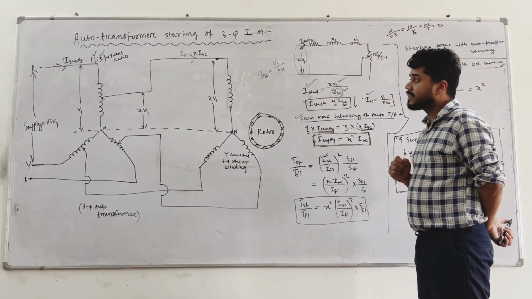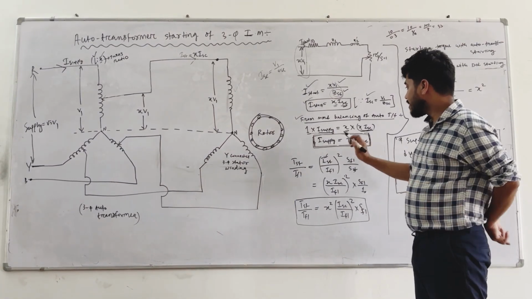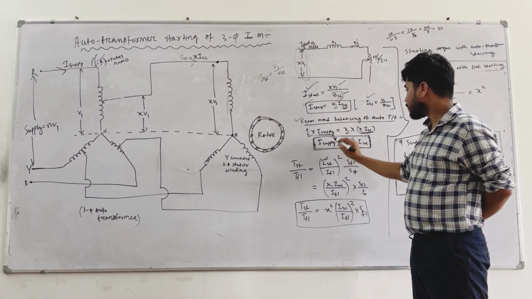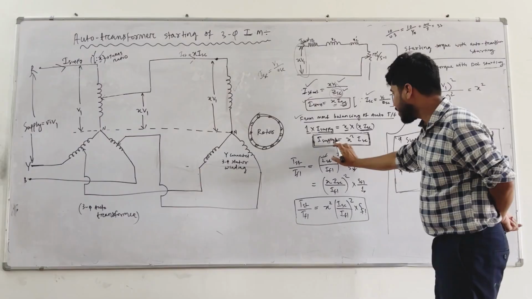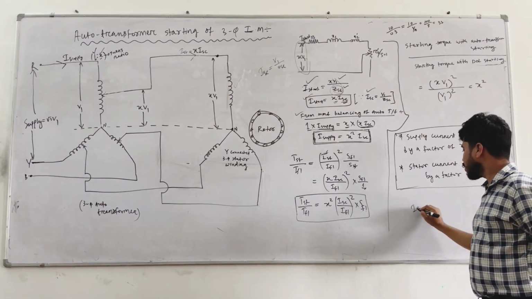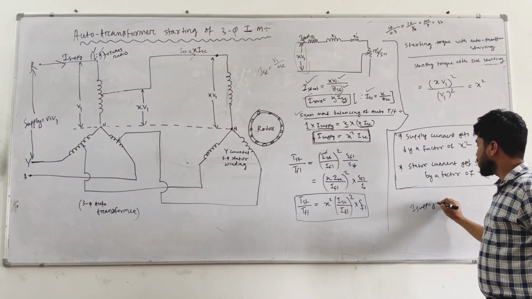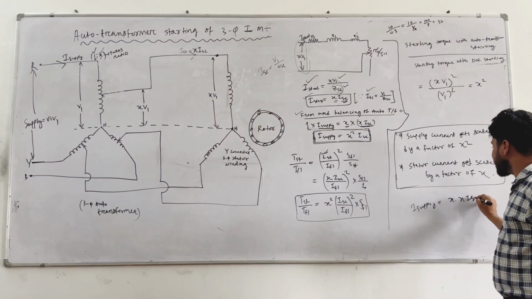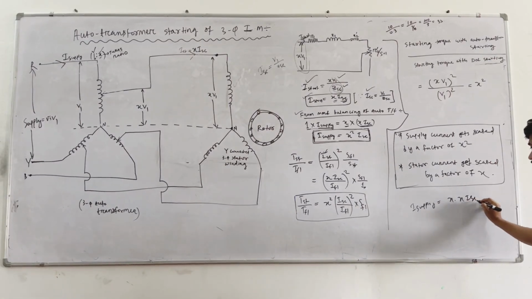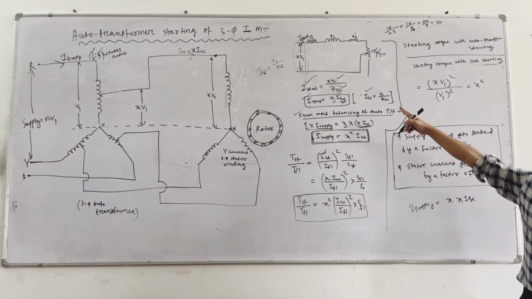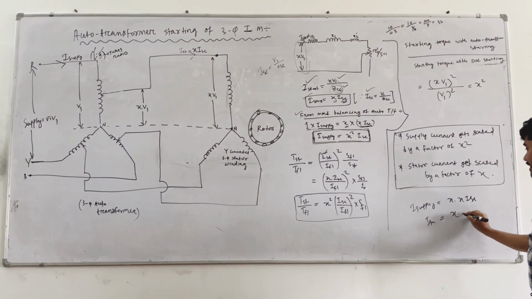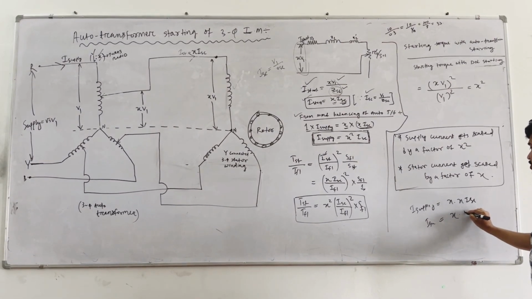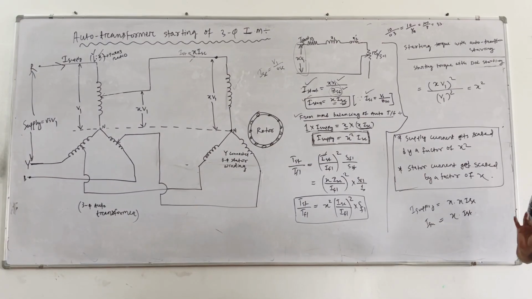What do you think? The relation is supply current is equal to X square into ISC. Yes or no? Supply current is X square into ISC, that is, supply current is equal to X into starting current, because this X into ISC is nothing but your starting current. So supply current is basically equal to X into starting current. Understood?